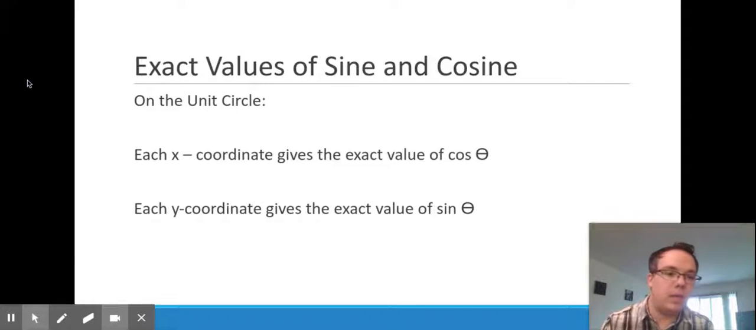But what we need to use it for is the points, because each x-coordinate is the exact value of cosine of that angle, and each y-coordinate gives us the exact value of the sine of that angle. So every point is cosine and then sine. Again, if we were not in this weird virtual learning, we would have gone through and figured out why that happens and created the circle together. But you're just going to have to trust me that this is true.